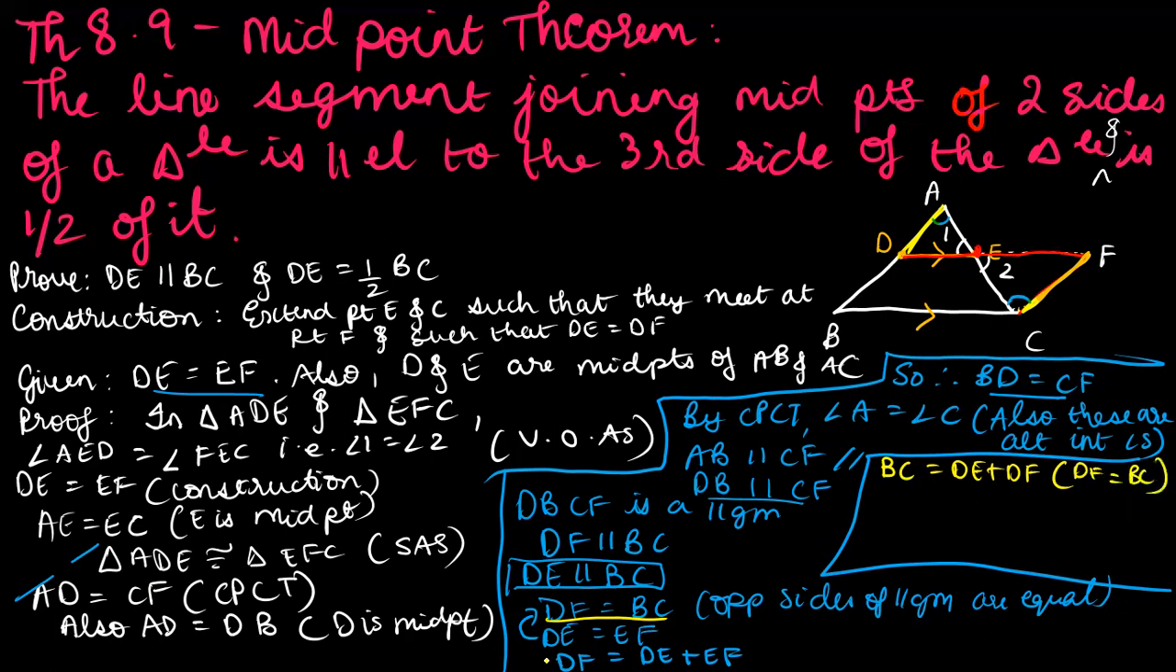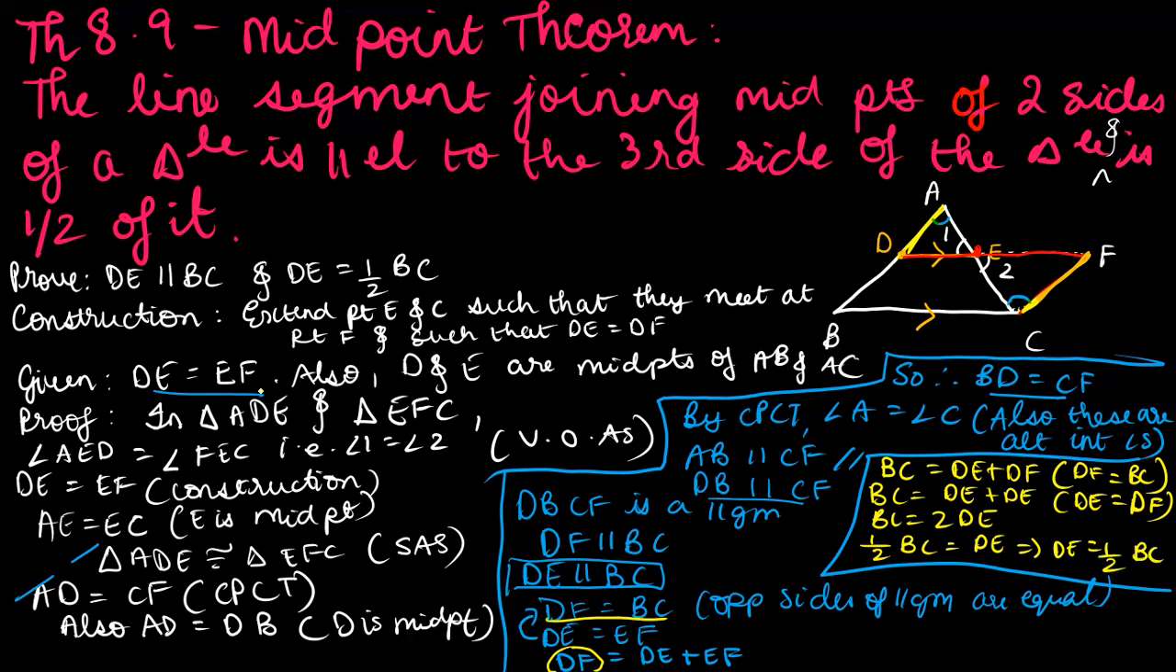So instead of DF, I'm writing BC. Okay. And also you know that BC is equal to DE plus DE. Why? Because DE is equal to EF. You can see DE is equal to EF. So instead of EF, can I write DE? Yes. So BC will be equal to DE plus DE is 2DE, right? So 2DE is now equal to BC. Now let me just bring this to the LHS side. So that will become half of BC is equal to DE, right? So that is DE is equal to half of BC, correct?